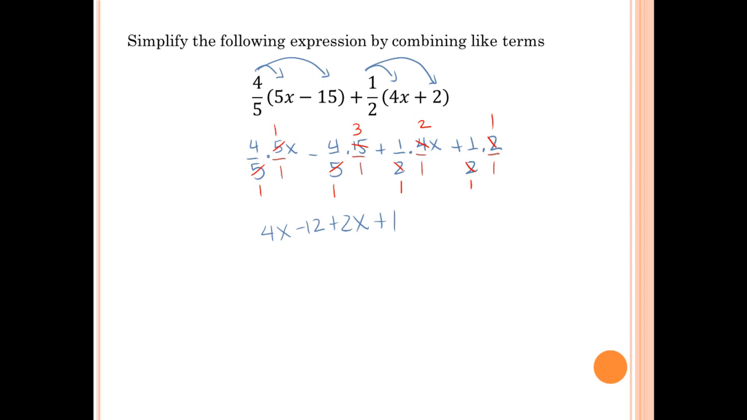I will now rearrange these terms so that the like terms are next to each other using the commutative property. So we have 4x plus 2x minus 12 plus 1. Combining the x terms, we have 4x plus 2x, which is 6x. And combining the number terms, -12 plus 1 is equal to -11. So our final answer is 6x minus 11.